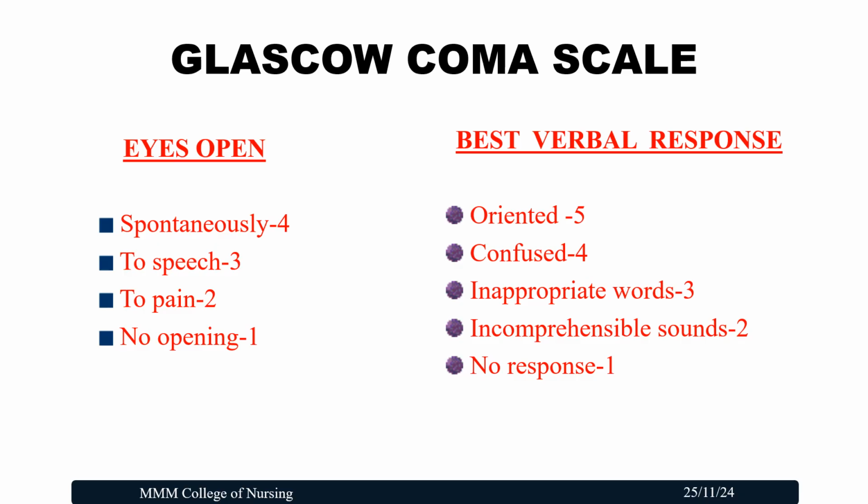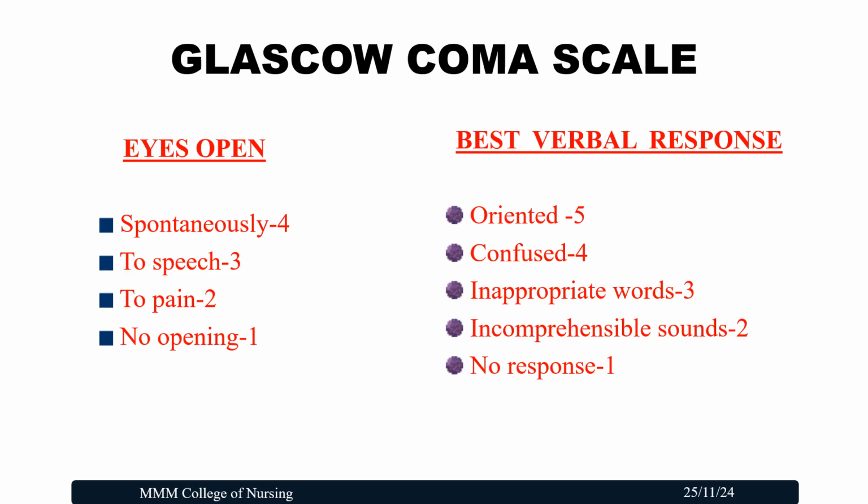And let's see the components of the Glasgow Coma Scale. First, eye opening. If a patient is spontaneously opening the eyes, give the score 4. To speech, while you are speaking to the patient, if the patient opens the eyes, give the score 3. To pain, on giving a pain stimulus, if the patient opens the eyes, give the score 2. And no opening: not spontaneously, not to speech, and not even to pain stimulation, the patient does not open the eyes at all, give the score 1.